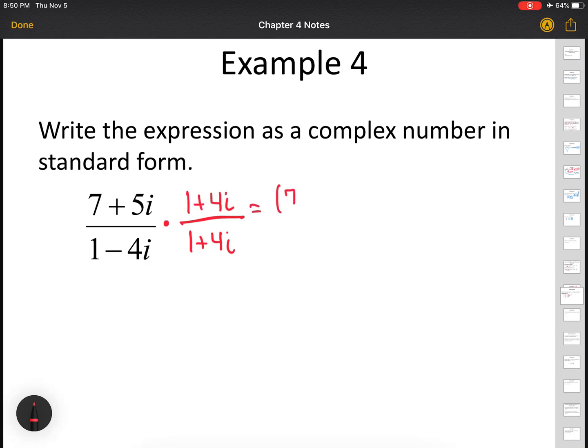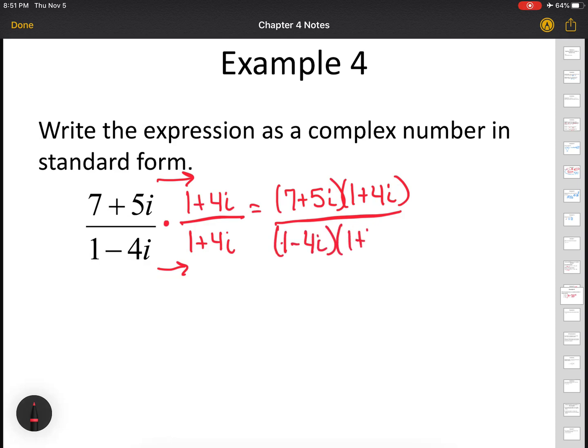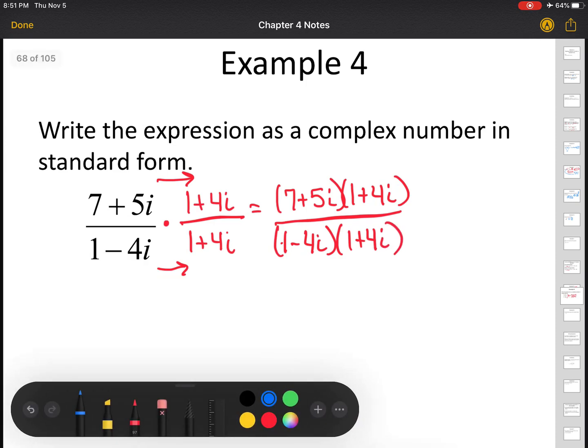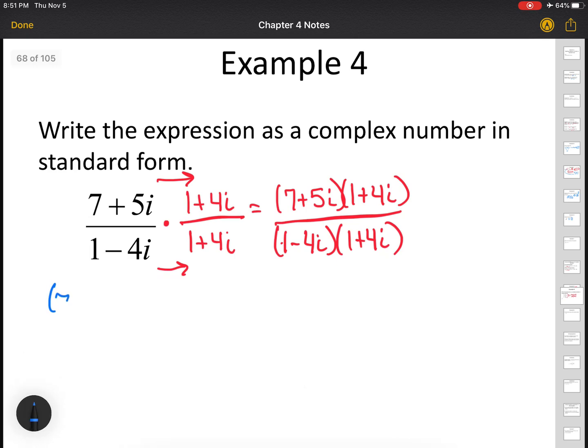Okay, so over here it'll be 7 plus 5i times 1 plus 4i, because I always multiply numerator with numerator, and straight across in the bottom as well. So 1 minus 4i and 1 plus 4i. But if you see here, we're going to have to FOIL twice. So let me FOIL the top, or the numerator, first.